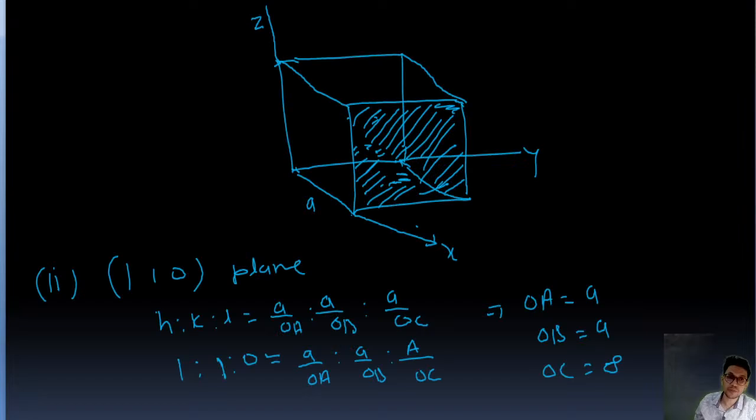So now we'll represent it in 3D, right? Now we have a plane which is parallel to the z-axis, because this plane intercepts the z-axis at infinite, because OC is infinite. So there's a plane which is parallel to the z-axis. So how will we represent it in 3D? I'll show you.